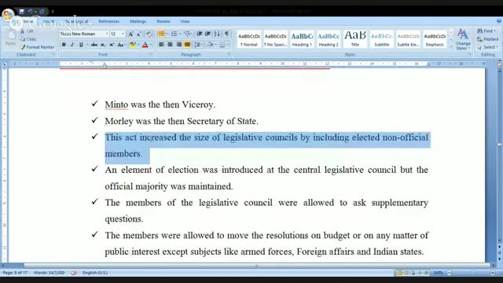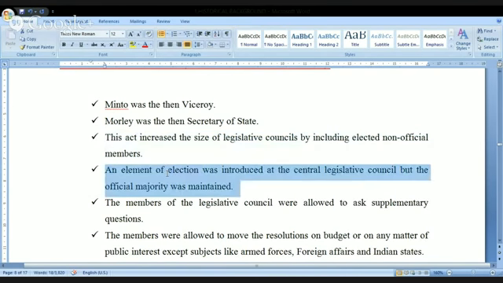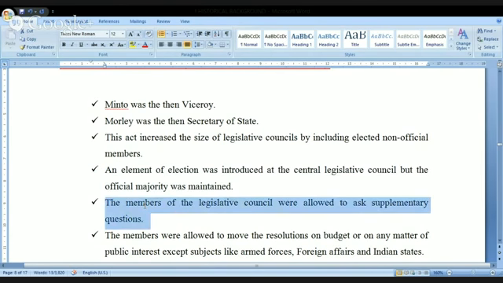Okay, now look at this. This act has increased the size of legislative councils by including elected non-official members. Right? This is how the strength was increased. And an element of election was introduced at the Central Legislative Council, but the official majority was maintained. Next, the members of the Legislative Council were allowed to ask supplementary questions. Kindly see the difference. The 1892 Act permitted to ask questions. Whenever we use the word questions here, only one question can be asked by a member with respect to a particular subject. But the 1909 Act permitted supplementary questions to be asked by the members of the Legislative Council. What do you mean by supplementary question?